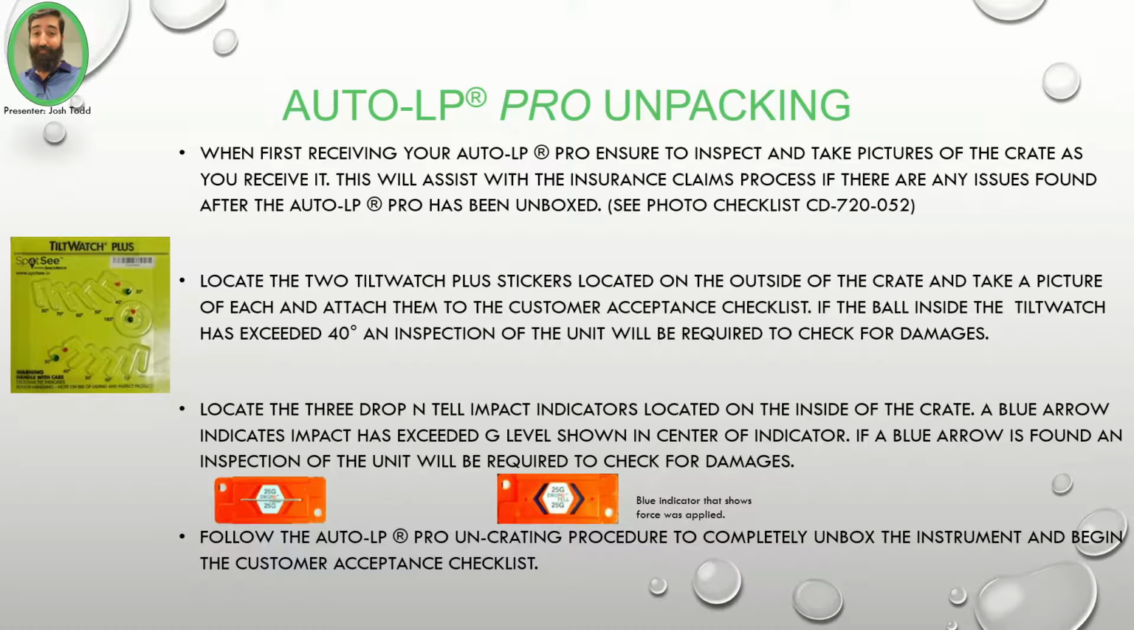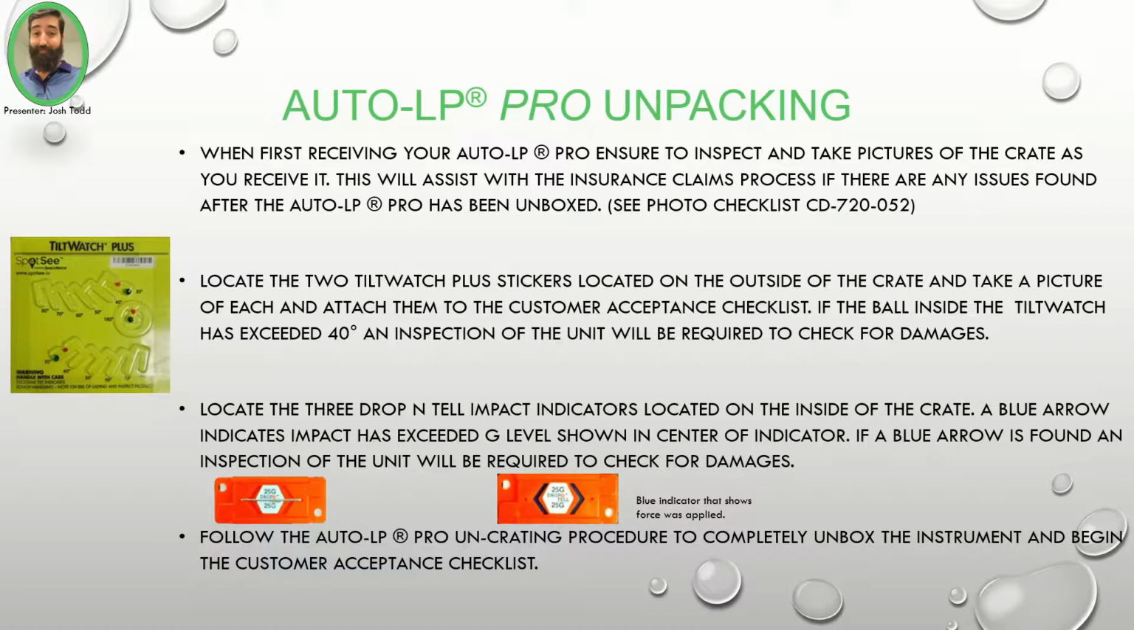Locate the 2 tilt watch stickers located on the outside of the crate and take a picture of each and attach them to the customer acceptance checklist. If the ball inside the tilt watch has exceeded 40 degrees, an inspection of the unit will be required to check for damages.